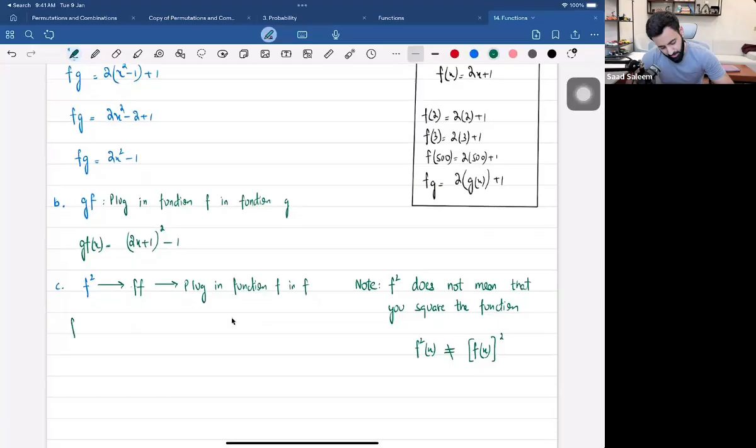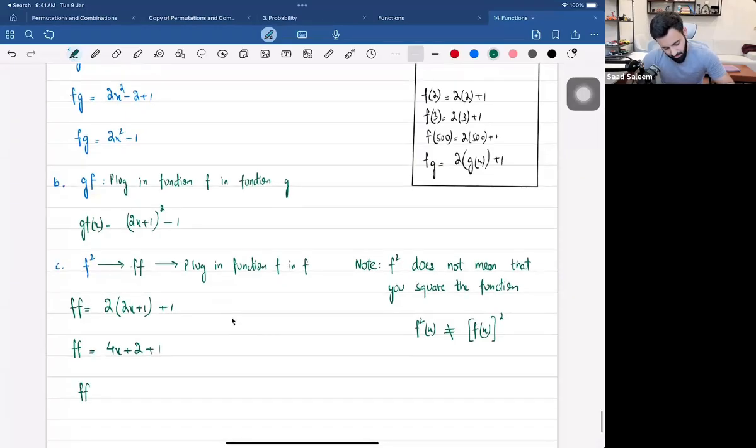So f squared or ff, that means in place of x, we'll have 2x plus 1 again. And remember, the original function was 2x plus 1. So the plus 1 remains. So sometimes you will see a colon also. Instead of the equals to sign, the question might use a colon, or sometimes, in fact, the question might even use these arrows. So don't get confused. They all basically can be used instead of the equals to sign. So this becomes 4x plus 2 plus 1. So that means ff or f squared is equal to 4x plus 3.